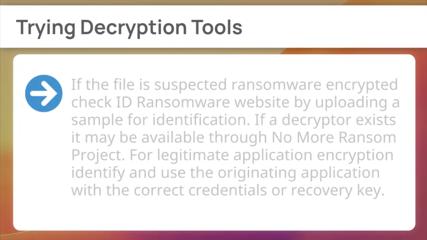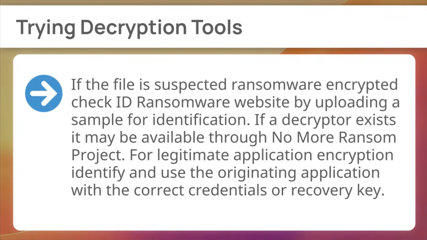Next, trying decryption tools. If the file is suspected ransomware encrypted, check the ID Ransomware website by uploading a sample for identification. If a decryptor exists, it may be available through the No More Ransom project. For legitimate application encryption, identify and use the originating application with the correct credentials or recovery key.